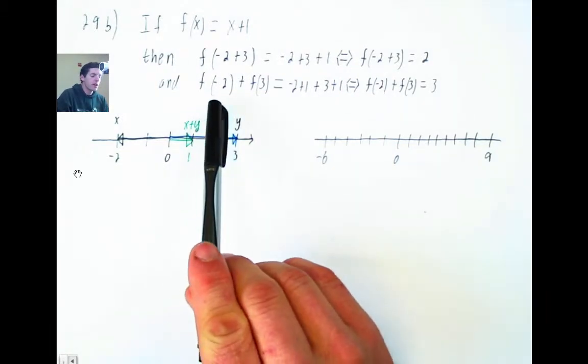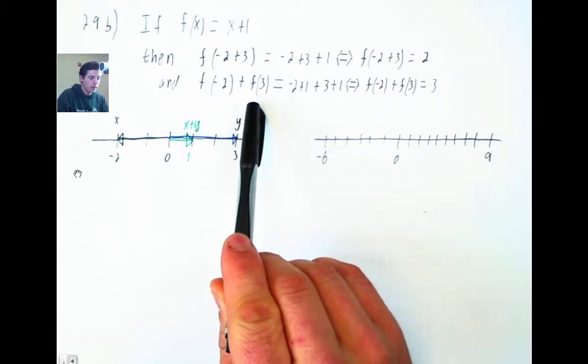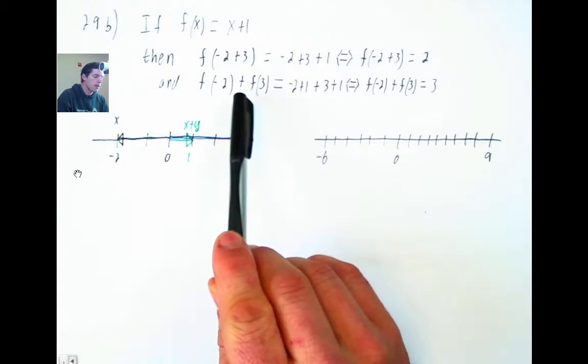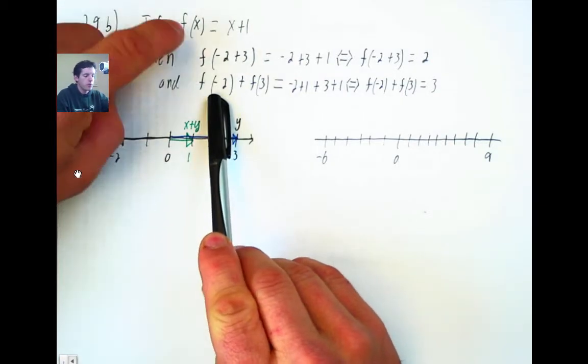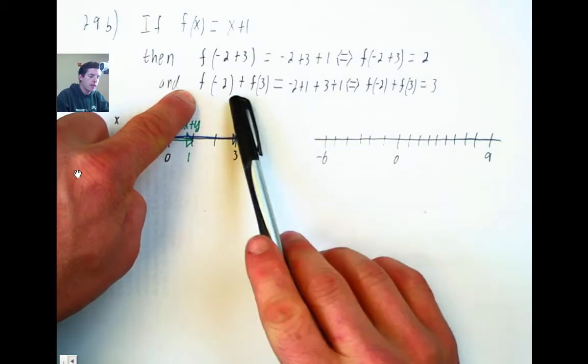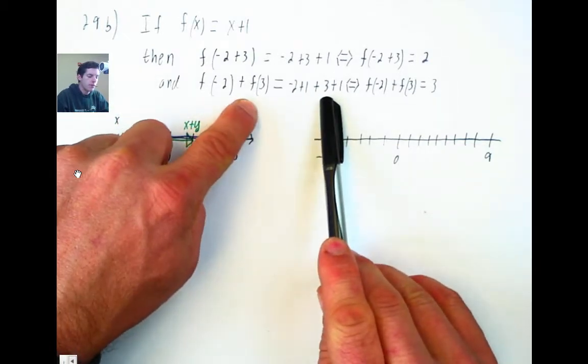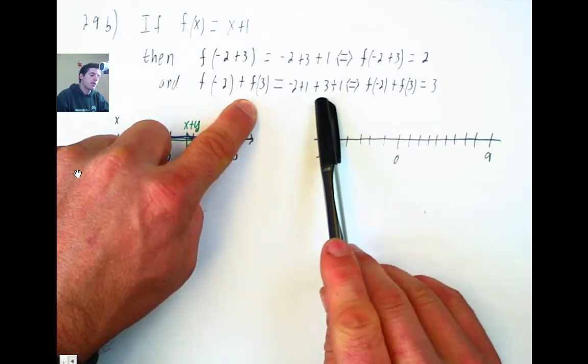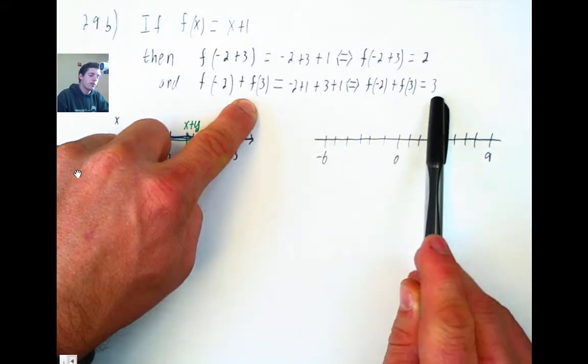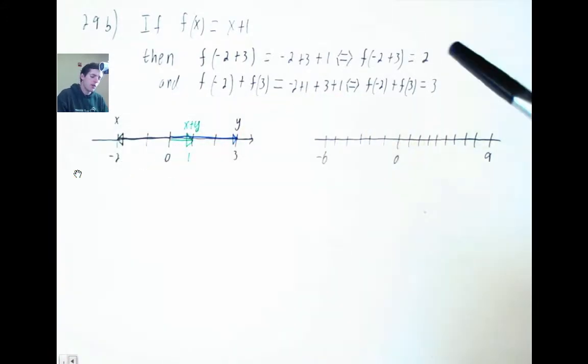And the sum of f of -2 and f of 3, well, that would be -2 plus 1. What happens when you put in -2? And you add to that 3 plus 1. And that is the same thing as saying f of -2 plus f of 3 is equal to 3, just doing a little bit of arithmetic again. And you can see that these two numbers are not equal.